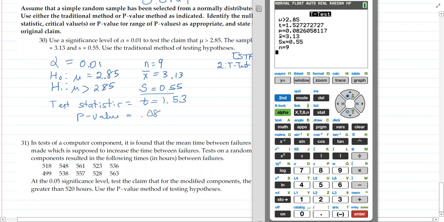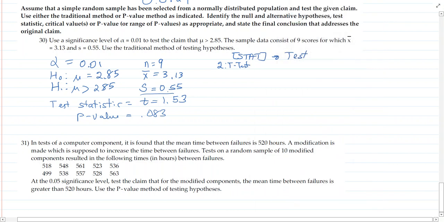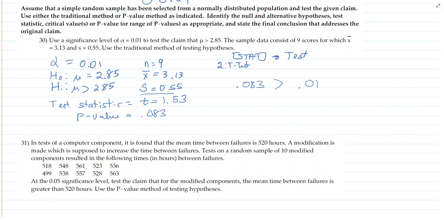I don't know what the answer key says yet. And then it wanted, and then let's see what it said. Okay, so we have a significance level of 0.01. So our p-value 0.083 compared to 0.01. It is greater. So what do we do? We fail to reject. Isn't that what we do?